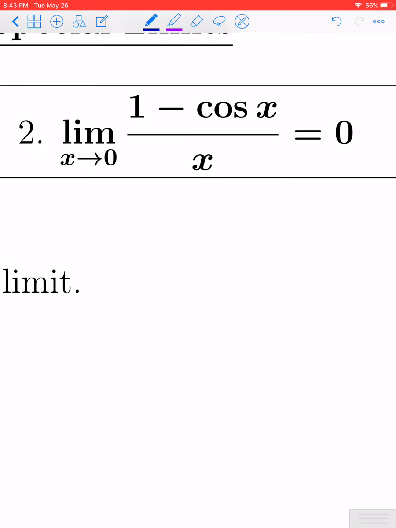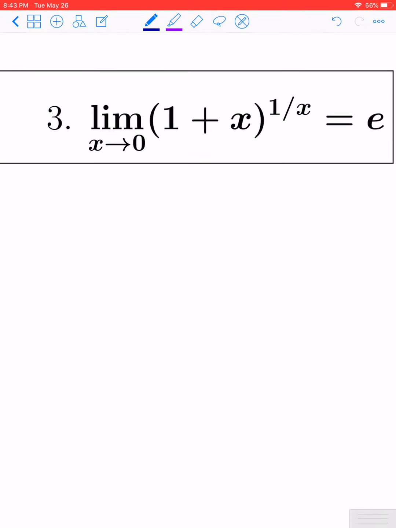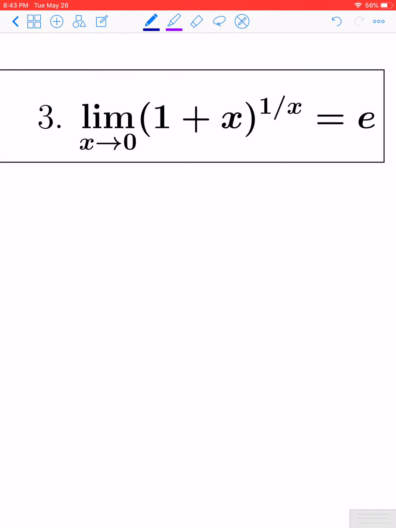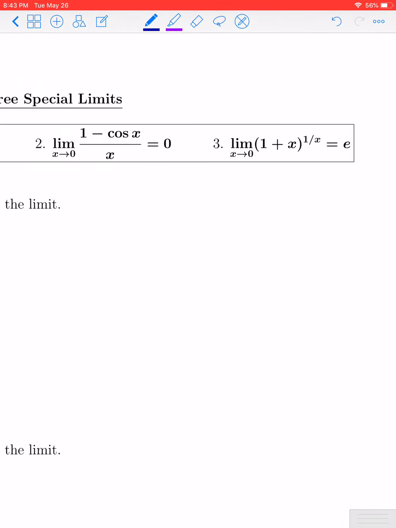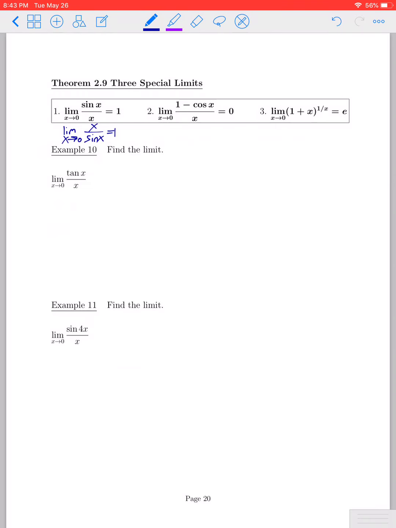The limit as x approaches 0 of 1 minus the cosine of x over x equals 0. And the limit as x approaches 0 of 1 plus x raised to the 1 over x power is equal to e. So those are 3 special limits to keep in mind.